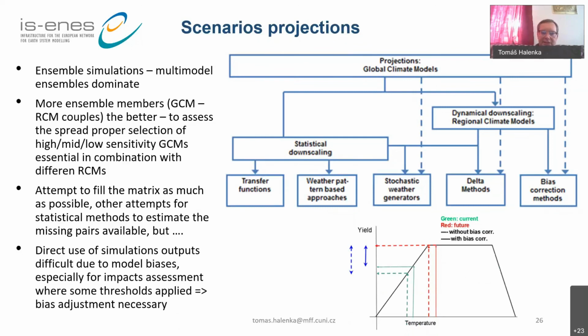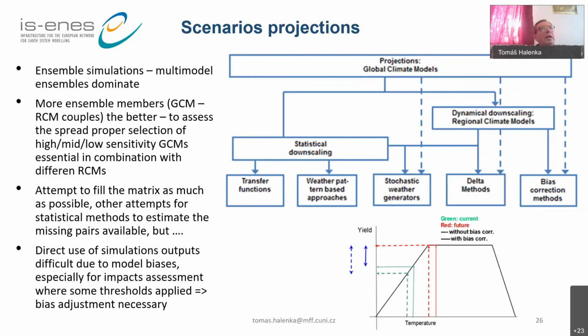Well, that importance of bias corrections is documented in the figure at the bottom. That's definitely important when you have some process or parameter that is based on a threshold. Maybe this is some kind of yield based on temperature, but there is some kind of breaking point. If you are around this breaking point, bias correction is really pretty important.